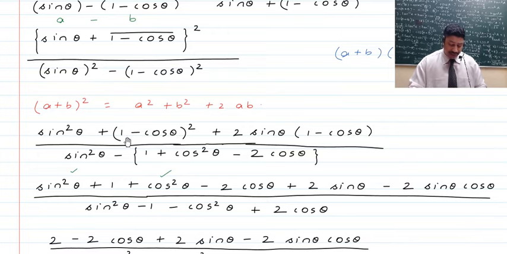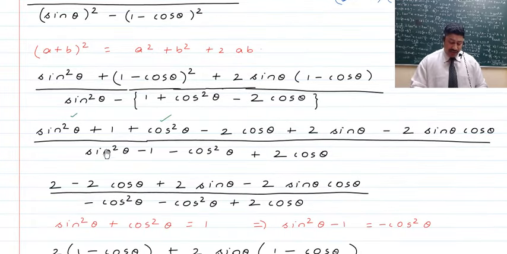In the numerator we write the expansion of 1 minus cos theta whole square, that is 1 plus cos square theta minus 2 cos theta, and also multiply this 2 sine theta with the binomial, that is 1 minus cos theta, to get 2 sine theta minus 2 sine theta cos theta. Now children, as we already know that sine square theta plus cos square theta is 1, so in its place we will just put 1, and 1 plus 1 is going to become equal to 2, and then further we have 2 minus 2 cos theta, and besides that we have 2 sine theta minus 2 sine theta cos theta.